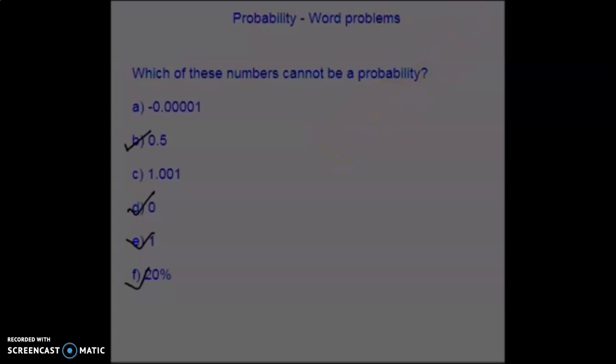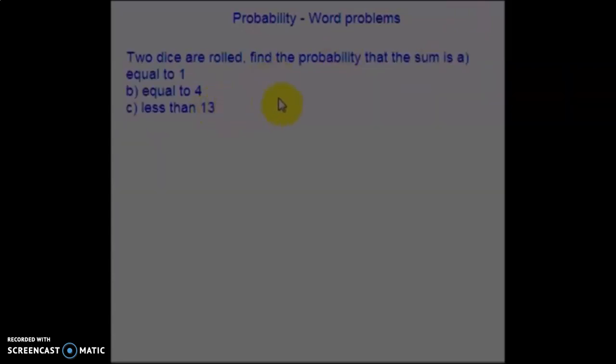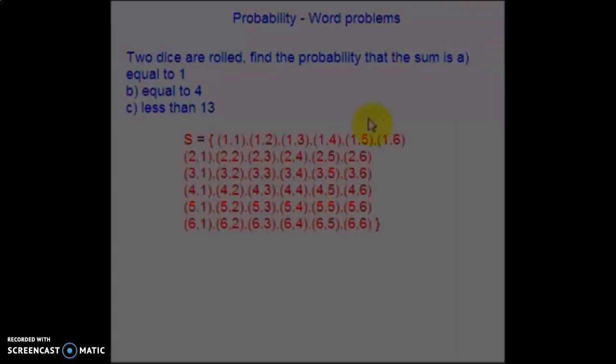So this was the important thing to remember. Now we have another question. Two dice are rolled, find the probability that the sum is equal to 1. The second part is that the sum is equal to 4, and the third is that the sum is less than 13. It's a very important question. If you write this experiment as a whole, you will be able to answer any type of question asked in the exam. When two dice are rolled, you should know that a regular die has 6 faces.